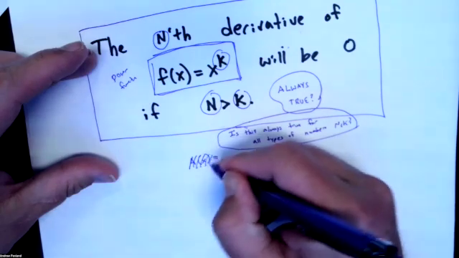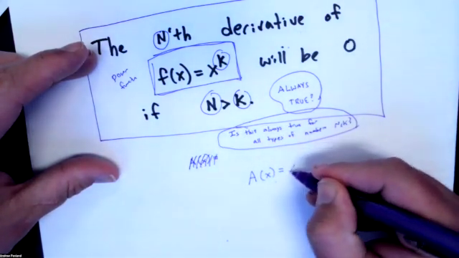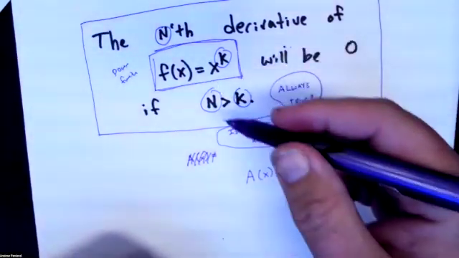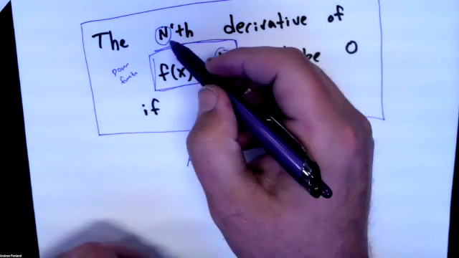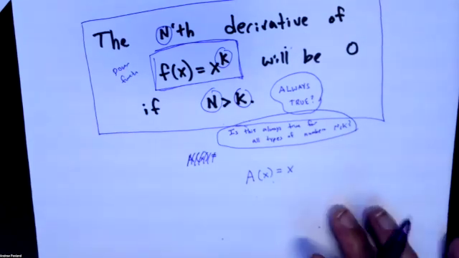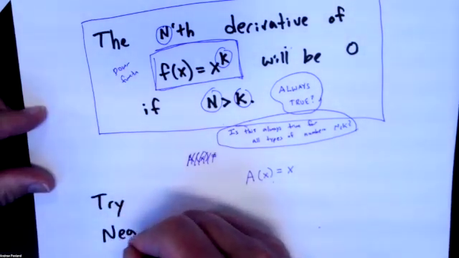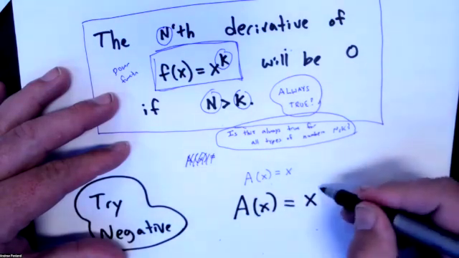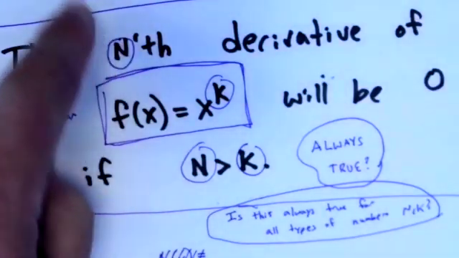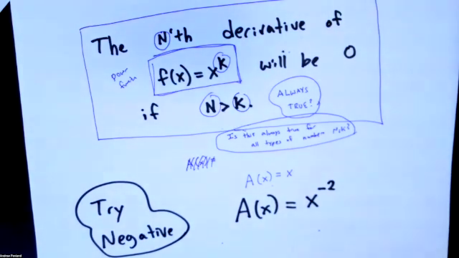So you want to do a of x equal to x raised to a negative value? Does that even make sense? I can't take a negative first derivative. Where do you want me to make this value be negative? So you're saying try negative, and we're going to make k be negative. So a of x is equal to x to the -2. Now can you give me a value of n that is larger than -2? 1. I can't take a negative derivative, so let's go with 1.